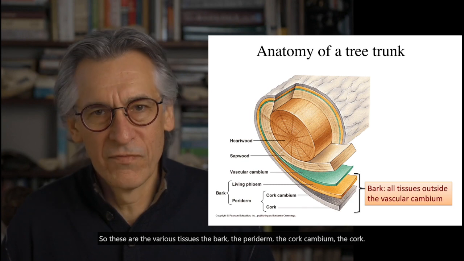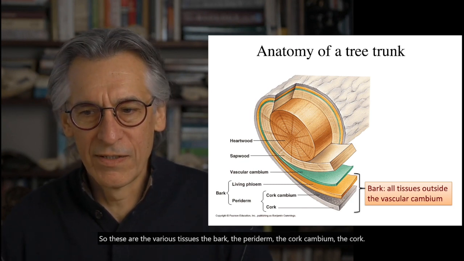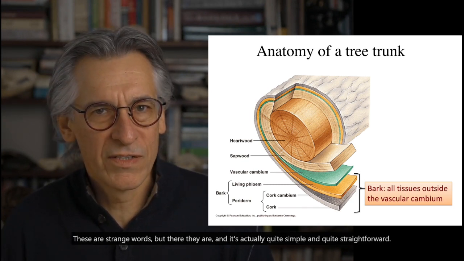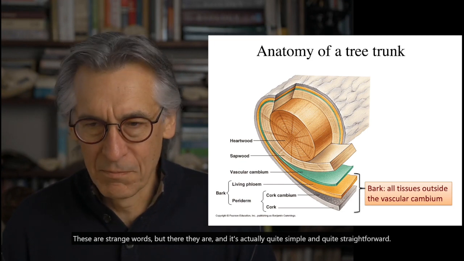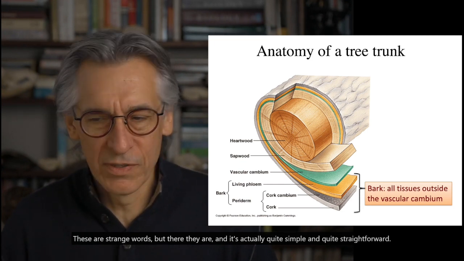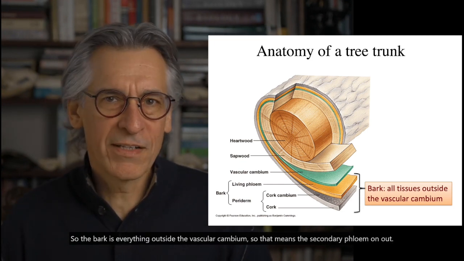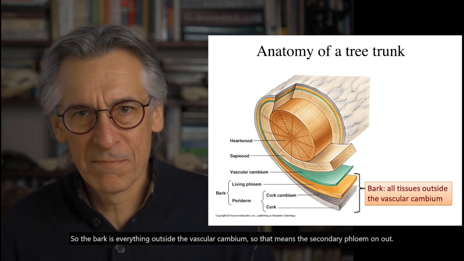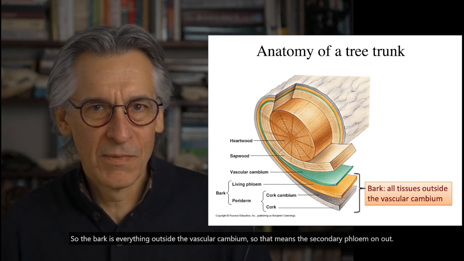So these are the various tissues: the bark, the periderm, the cork cambium, the cork. These are strange words, but there they are, and it's actually quite simple and quite straightforward. So the bark is everything outside the vascular cambium. So that means the secondary phloem on out.